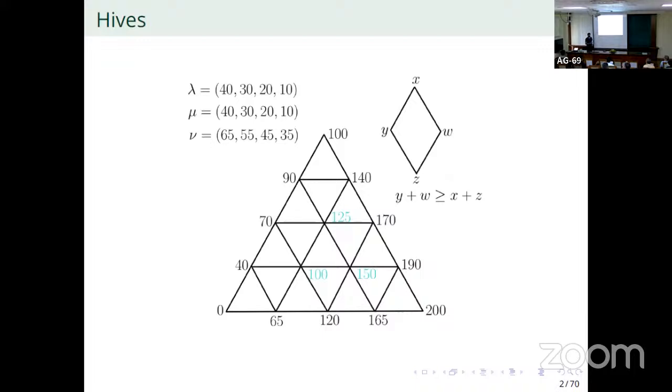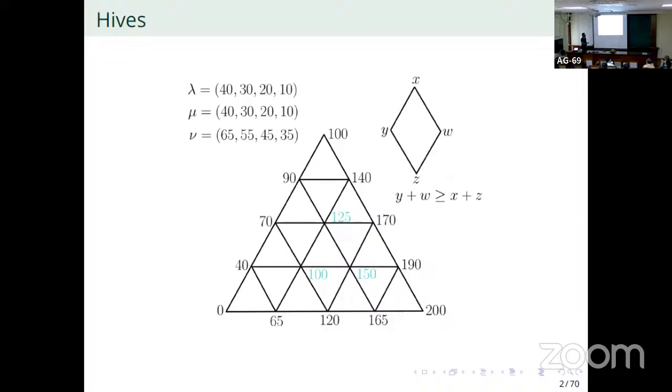I understand the triangular numbers you said, but what's a hive again? So this is a hive. What I've given, this array of numbers, would be called a hive. And when I fix the boundary values, the possible values in blue form a polytope given by these inequalities, and that will be called the hive polytope.